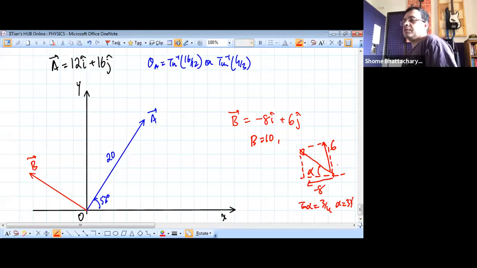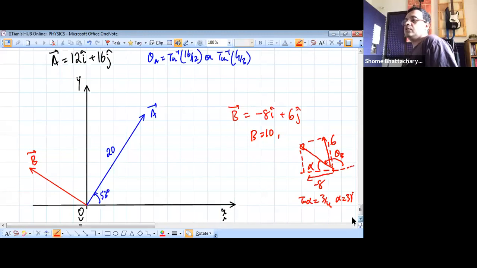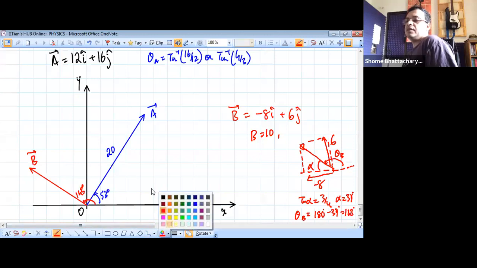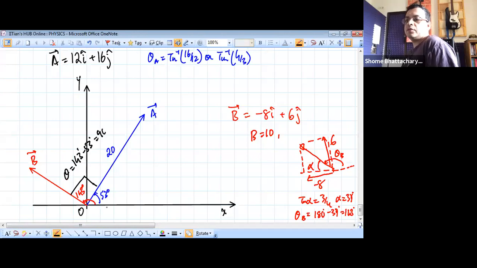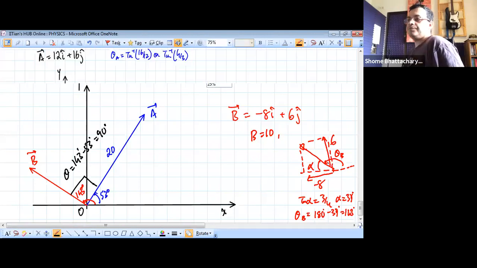Okay. So that means the angle with the x-axis for that vector is 180 minus 37, so 143 degrees. So here this angle is 143 degrees. So therefore you can see that the angle between A and B will become 90 degrees. This will become 143 minus 53 or 90 degrees. Very good. So this is another way in which you can show that the vectors are perpendicular to each other.